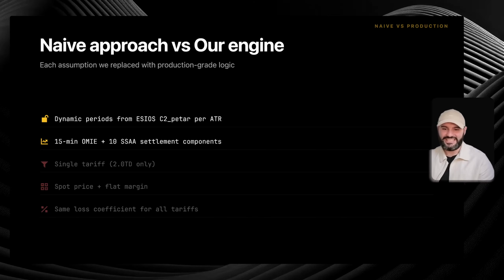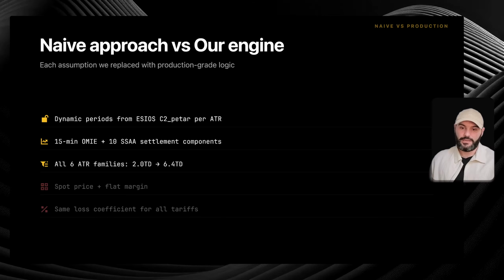into the billing engine. Then we have a single tariff, only 2.0TD, which is if I am an industrial and I want only to, or I am a household and I want to make a calculation for myself, I will use just one tariff, the one that I care about the most. But in our case, we're going to build it to work with any of them, for residential houses, any type of industry, and so on.